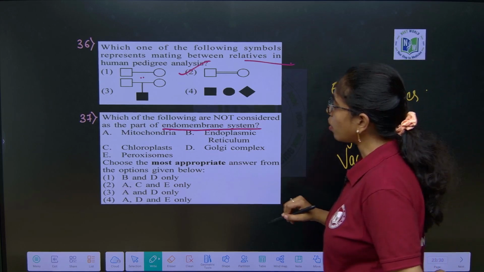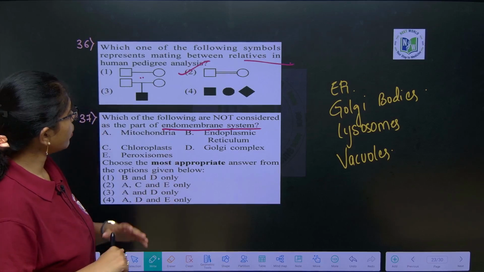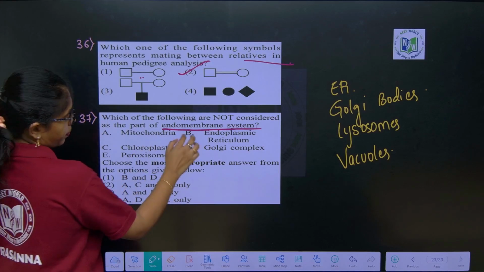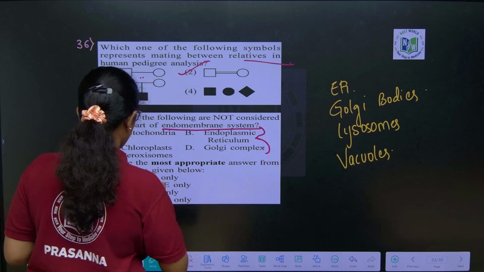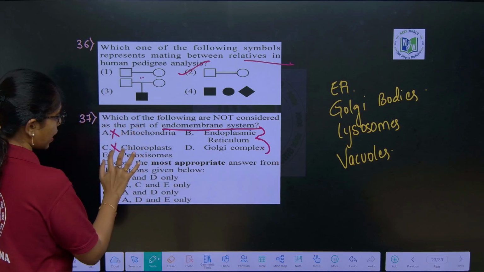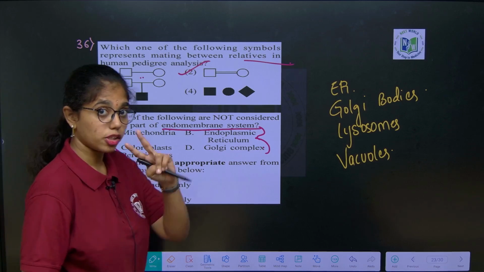These are the 4 organelles which are included in the endomembrane system. So here what will be your answer? Endoplasmic reticulum comes under the endomembrane system, Golgi bodies also, not mitochondria, chloroplast or peroxisomes. So here the answer will be A, C and E, that is option 2.